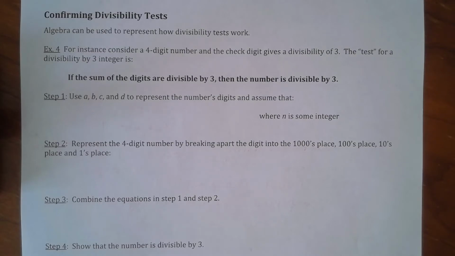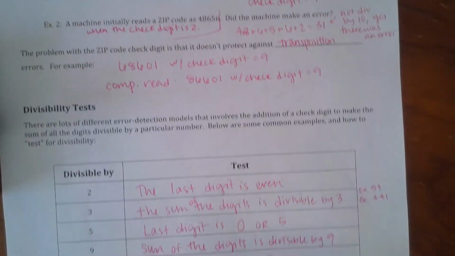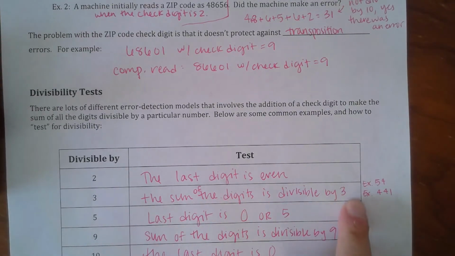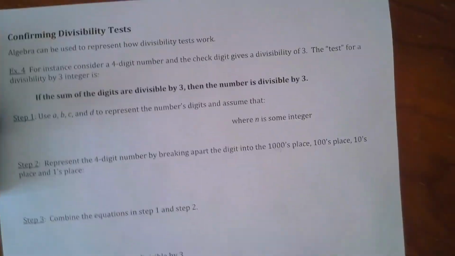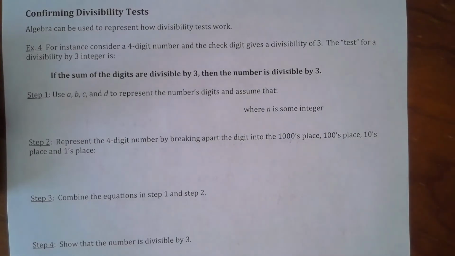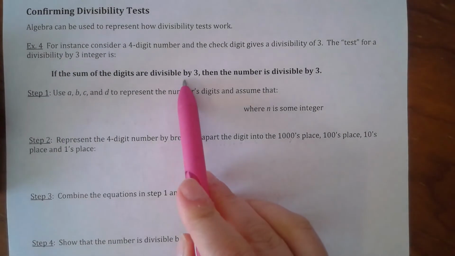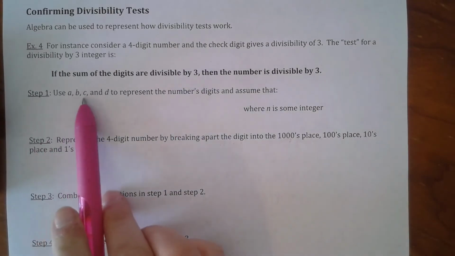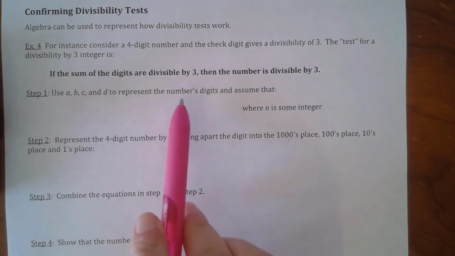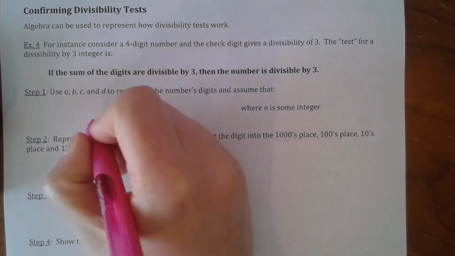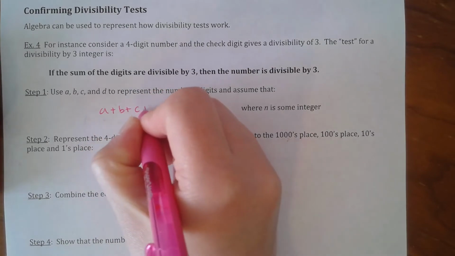So the first thing that we're going to look at is considering this 4-digit number, and the check digit they're giving is a divisibility of 3. So to decide if we are divisible by 3, what we really need is the divisibility test for 3. So we need the sum of the digits to be divisible by 3, that's the known information. If I know that the sum of the digits is divisible by 3 already, then I can represent A, B, C, and D as the digits of this 4-digit number, and I would add up the sum of these digits.